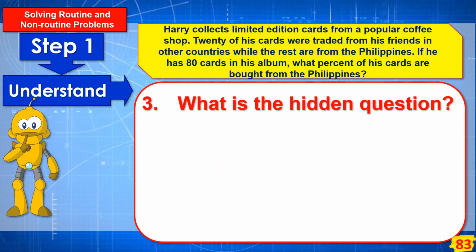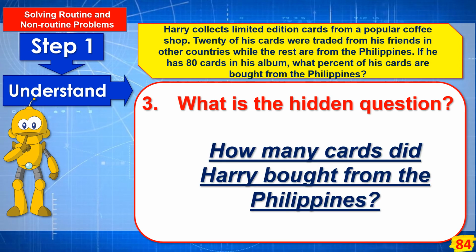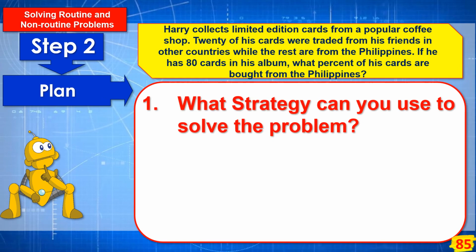What is the hidden question, if there is? Yes, there is. Then, what is the hidden question? If your answer is how many cards Harry bought from the Philippines, you are very good. Step number 2, make a plan. What strategy can you use to solve the problem?